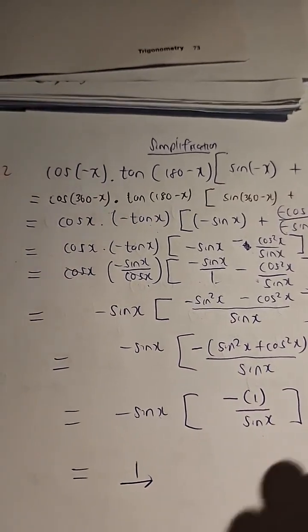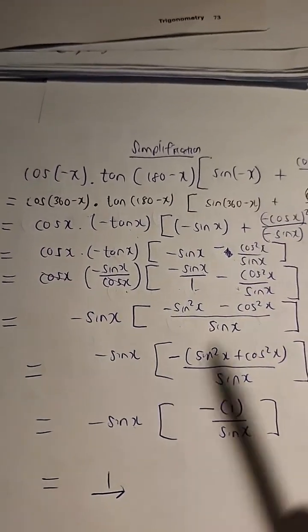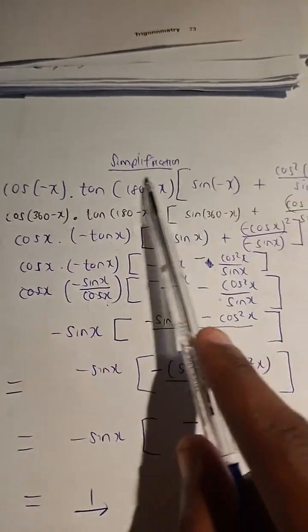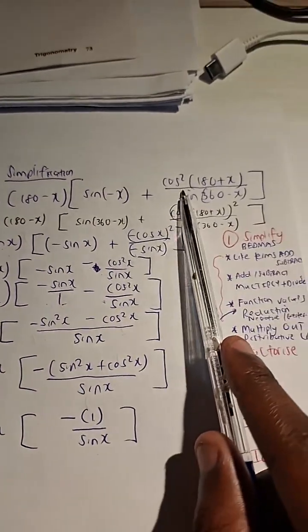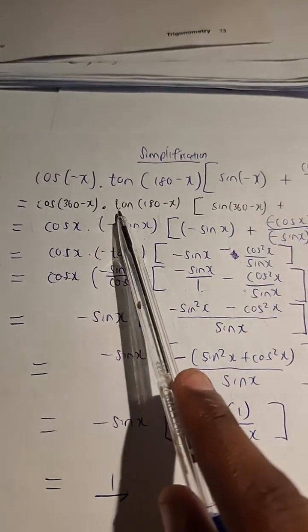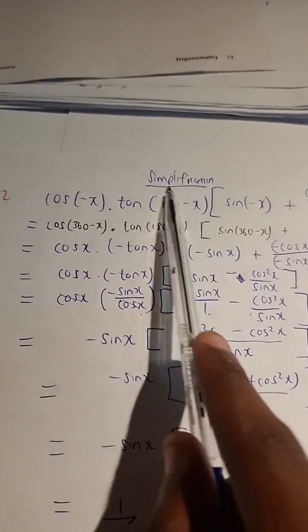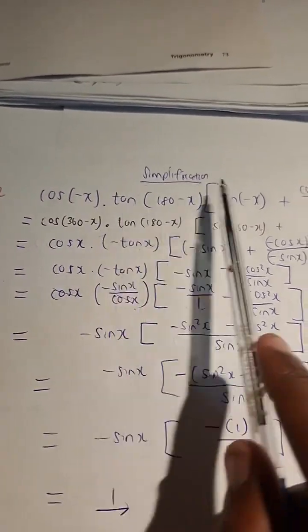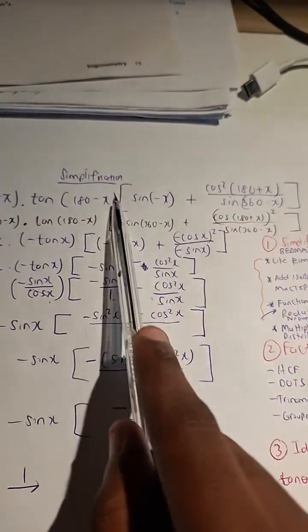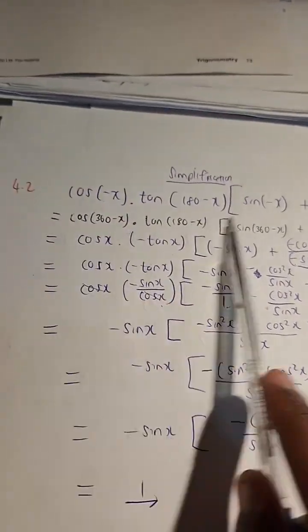If there's difficulty at all in both identities, which I don't think there is. Cos negative x times tan 180 minus x, sine of negative x plus cos squared of 180 plus x over sine 360 minus x. So what we did here, we looked at this. You can see there's a multiplication of two things. There's a bracket, which means multiply. So there's a relationship of multiplication of all of this with that.